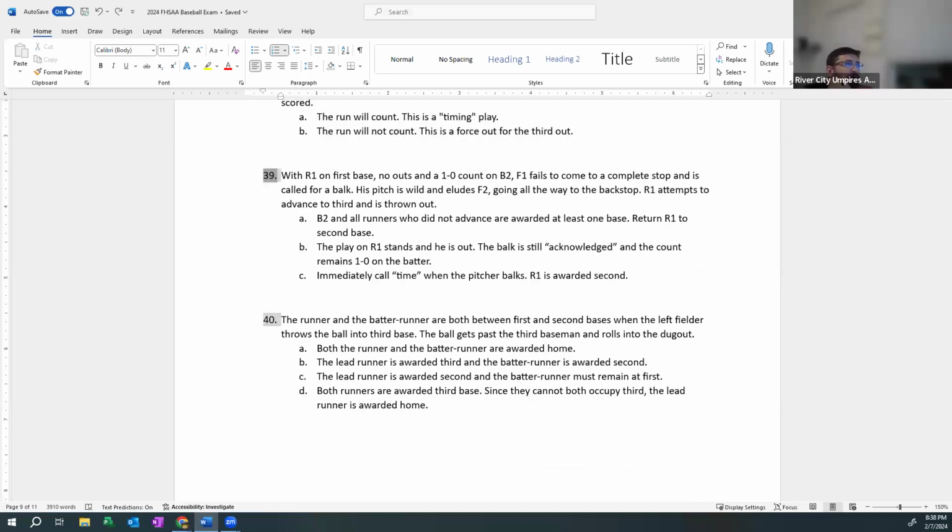All right. R1 up first. Nobody out. 1 out count on B2. The pitcher fails to come to a complete stop and is called for a balk. His pitch is then wild and gets past the catcher, goes all the way to the backstop. R1 attempts to advance to third, and he gets thrown out at third.